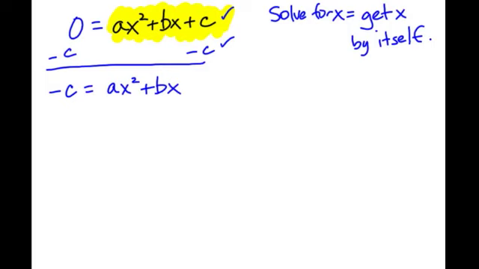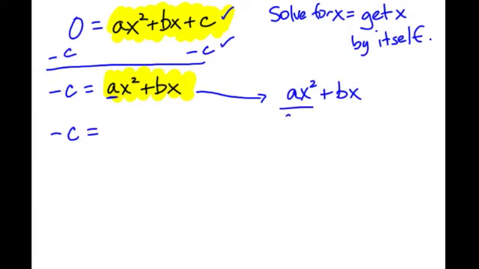Okay, so immediately we have a little bit less stuff right here, because we don't have that c out there anymore. What we want to try and do is continue to get x by itself. So I'm going to get rid of this a. And the way to get rid of it is to factor it out. So I have ax squared plus bx, and I'm going to divide by a so that they check out, which means I have to divide this by a also.